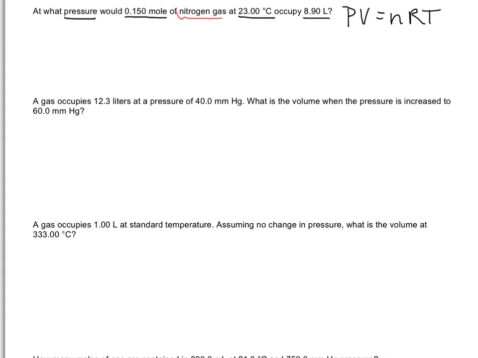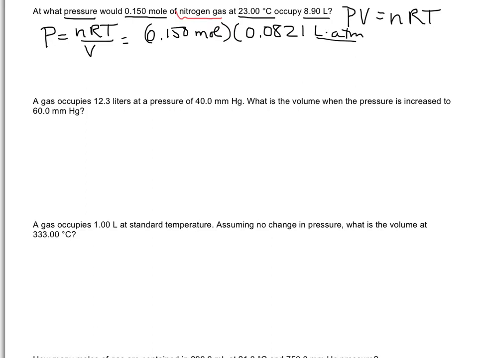So what we know is we need to solve for pressure. So I'm going to rearrange the ideal gas law. P equals nRT over V. And I'm going to start plugging in my values. 0.150 moles times the ideal gas law constant, 0.0821 liter atmosphere per mole Kelvin, times the temperature.